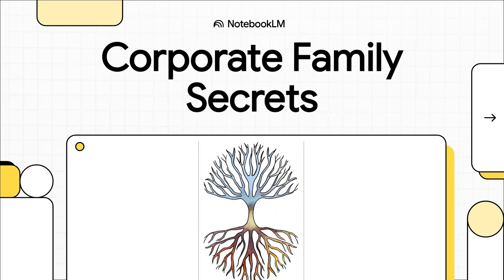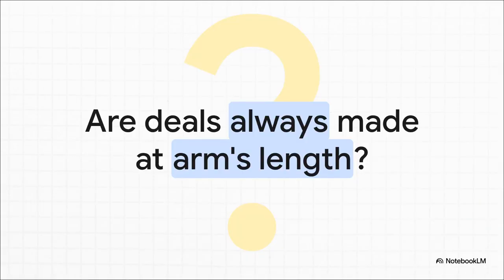Welcome to The Explainer. You ever look at a company's financials and wonder, are all their deals really on the level? Well, today we're going to pull back the curtain on a super important accounting rule, IAS 24. Think of it as the rule that stops corporate family secrets from staying secret. And that question really gets right to the heart of it.